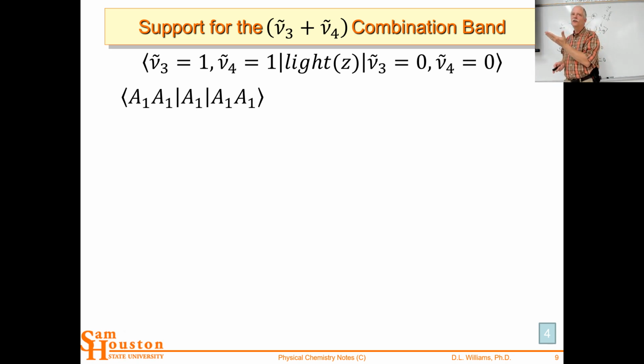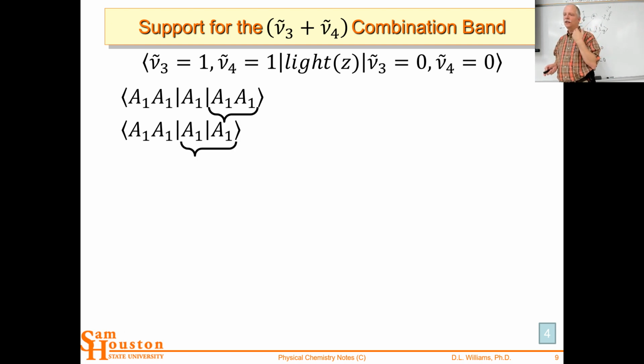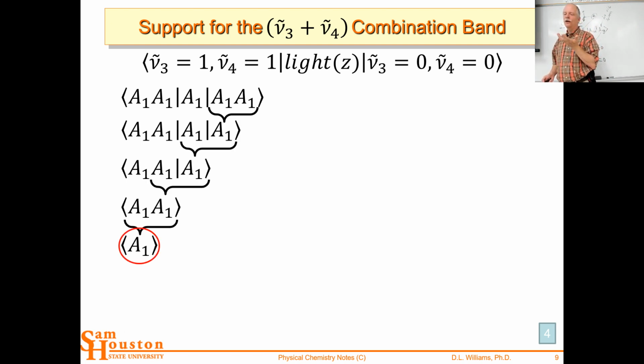This is pretty easy if you look at it. That's top row and it's all the way across. So we're using Z-light, and you can just clean this all the way up and get down to A1, the integral of an even function, which is not going to be equal to 0. So this is an allowed combination band.